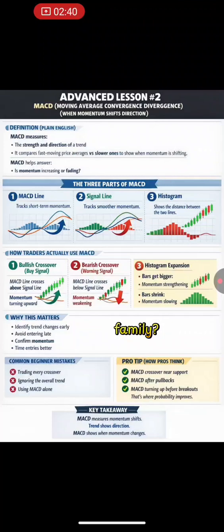Why this matters, family. MACD helps investors identify trend changes early, avoid entering late, confirm momentum, and time entries better, right? So as the histogram crosses over the signal line, right, and you have those green bars coming out, this is the start of a momentum move. So now we can put our trades on. But as it crosses back to the downside, we understand that it's pulling back, right? So we can buy stocks long term or look for price points to the downside. Understand this, family. This is going to help you, right?